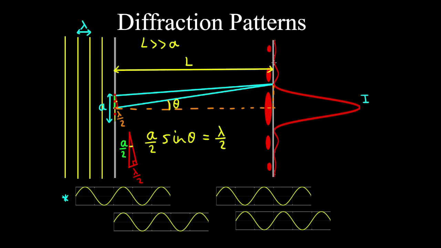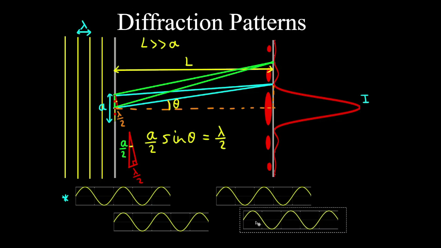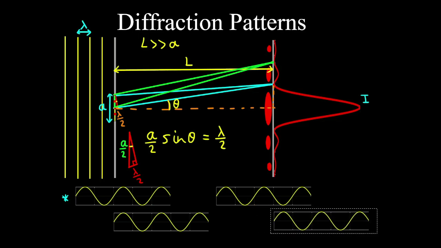So more generally, if we look at this second minimum and do the same thing, the distance that these wavelets have to travel gets larger, and therefore the distance between their paths to get destructive interference is going to be 3 lambda on 2. So more generally, this expression becomes a on 2 sine theta being equal to m lambda on 2. And given that these 2's cancel, we finally obtain the following expression.